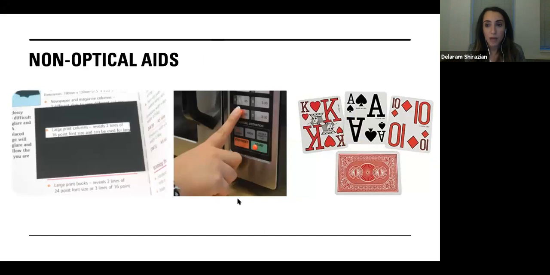There's a few non-optical aids that we utilize. The typoscope is seen here, where it's just a black piece of plastic essentially with a cutout in it to help isolate the lines when you're reading. Bump dots are tactile little stickers that you can put on things like your appliances at home, so you know where the 1-minute button is and the start button is on your microwave. And even things like large print playing cards. I feel like there's so many easy little low vision aids that we often forget about.